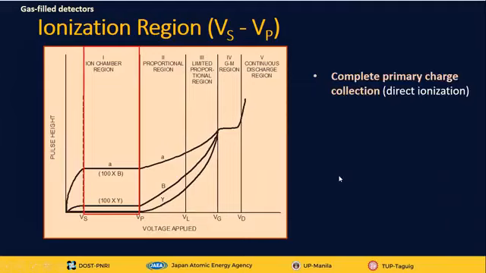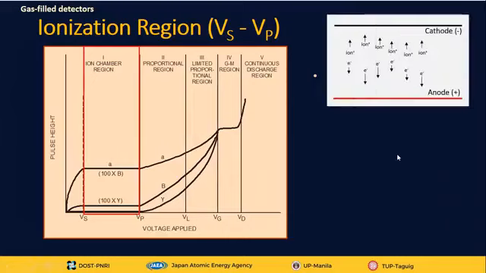Here we have complete primary charge collection from the direct ionization. The lines here represent the amount of charge from gamma, beta, and alpha particles incident on our detector. At this voltage, the detector only registers pulses from the primary ionization that is caused by the interaction of the incident particle in the gas chamber. So these are the ionizations produced.